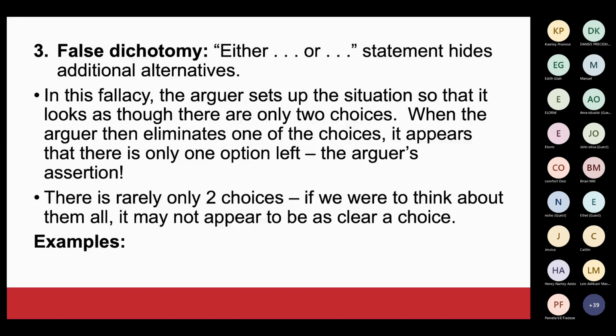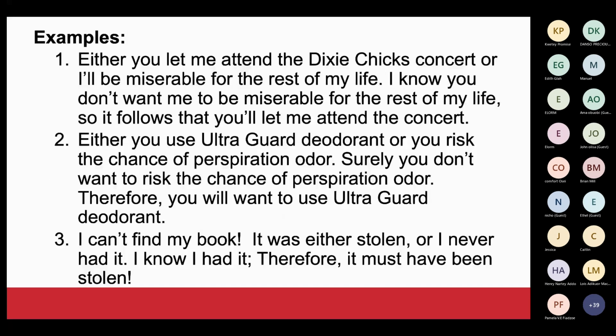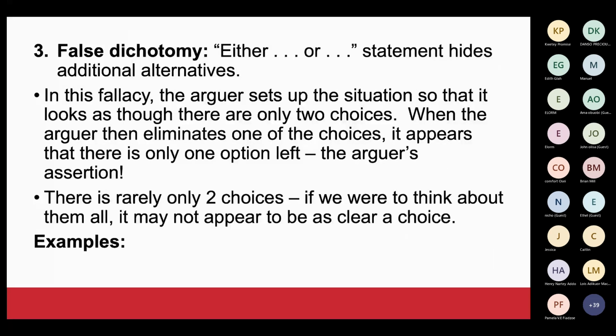Okay. So let's look at this example. Either you let me attend the Dixie Chicks concert, or I will be miserable for the rest of my life. I know you don't want me to be miserable for the rest of my life. So it follows that you will let me attend the concert. Now, this is a fallacy. We call it false dichotomy.